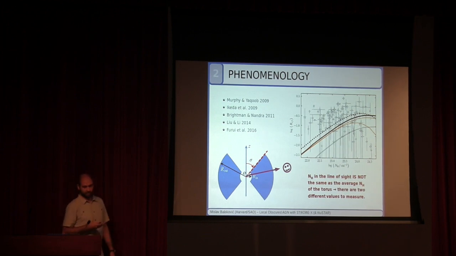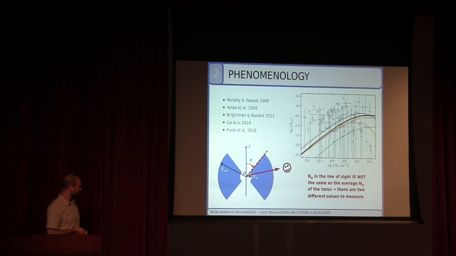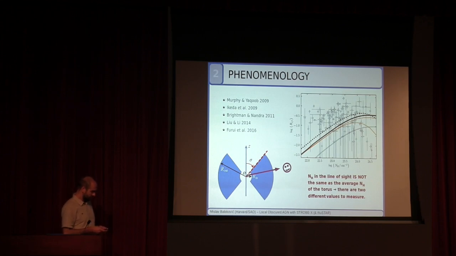And this is perhaps not surprising, depending on how much you know about monitoring of obscured AGN, because we do see that they change line of sight column density over time. Clouds come into our line of sight, clouds come out of the line of sight. So there's obviously no reason to believe that what we measure in the line of sight is representative of the torus in general.